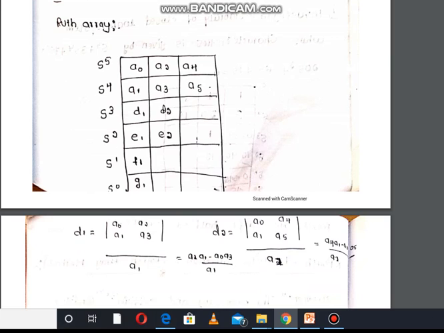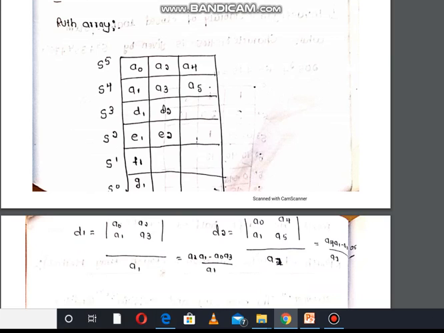d1 is a0 a1 a2 a3 divided by a1, and the multiplication is like this: a1 into a2 minus a0 into a3, so that is shown here, divided by a1. Always a2 a1 first, minus a0 a3 divided by a1. So simplify and substitute the value.